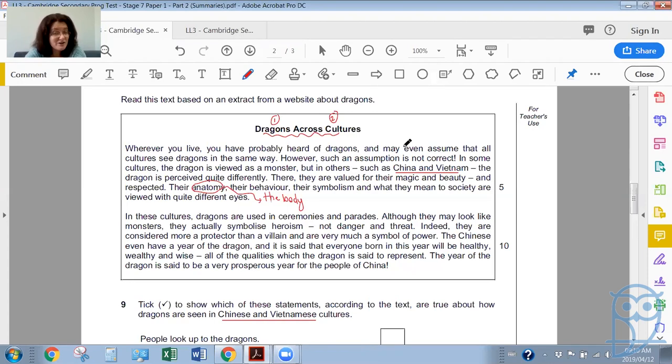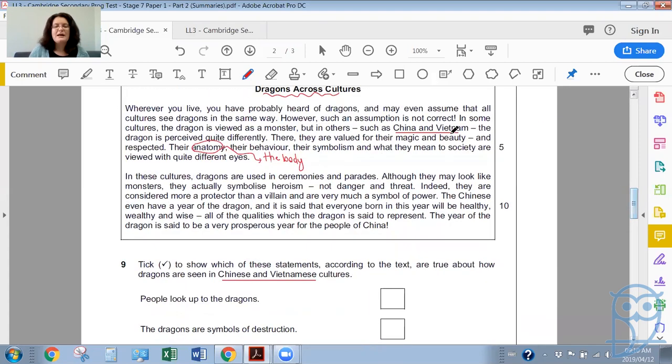But here in Eastern culture, they're not. They're seen completely differently. And so the question is asking about Chinese and Vietnamese culture specifically. Here we can see they're seen as magical, beautiful. Everything is different. Even what they symbolize is different. And then they go on to explain exactly what this difference is.